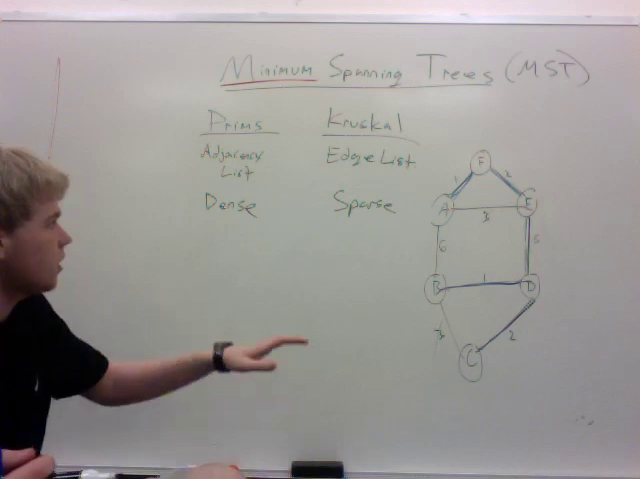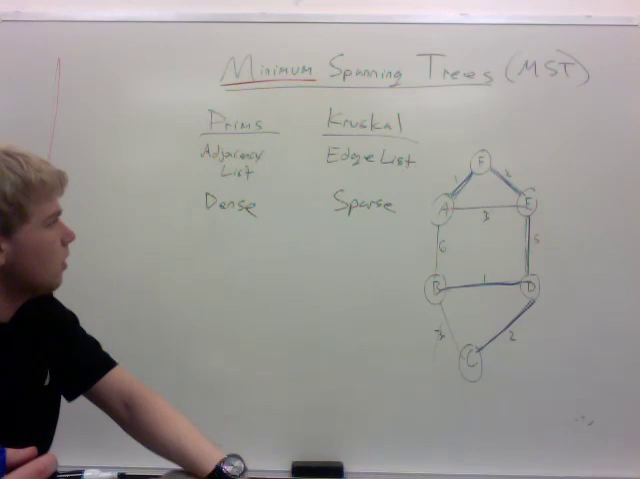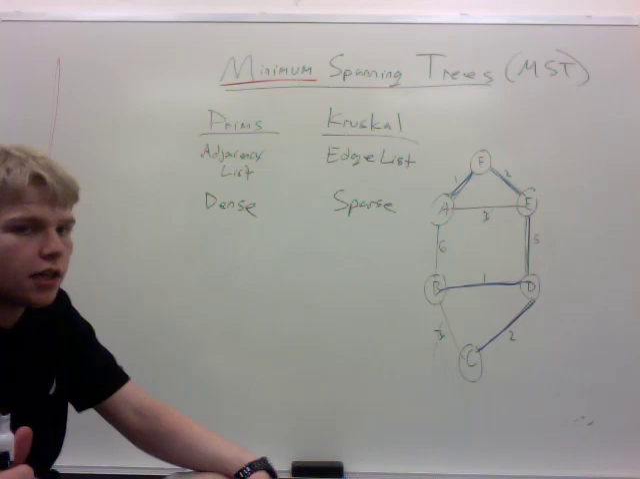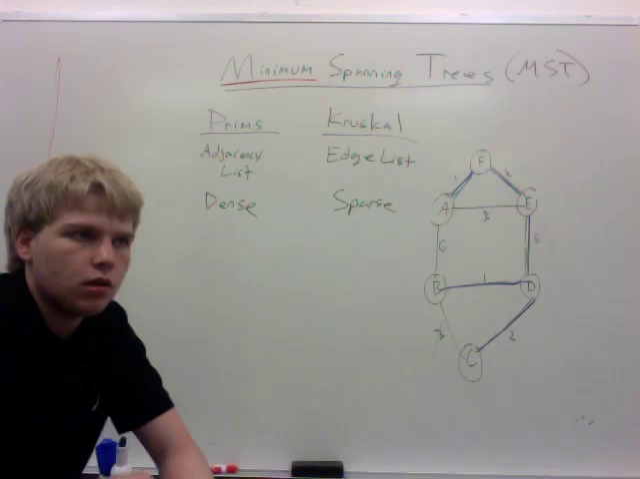So just know that Prim's is better on a dense graph, Kruskal's is better on a sparse graph. It doesn't make much of a difference. They're both really quick algorithms, so they have the same running time. So just whichever one you're more comfortable with coding is fine.